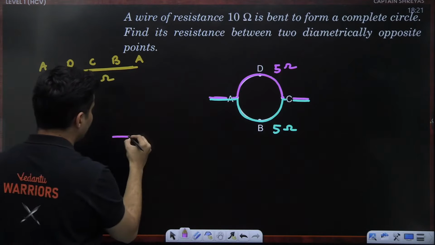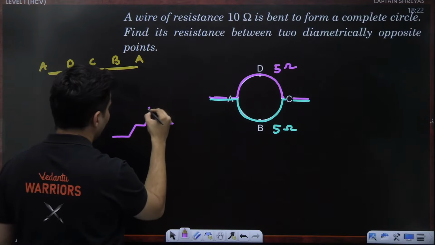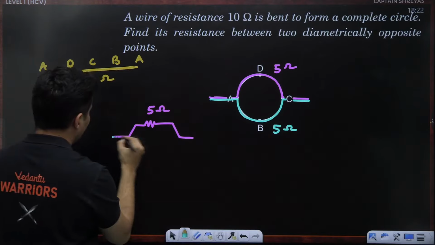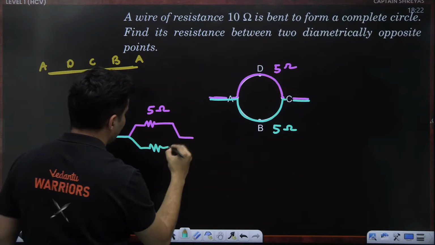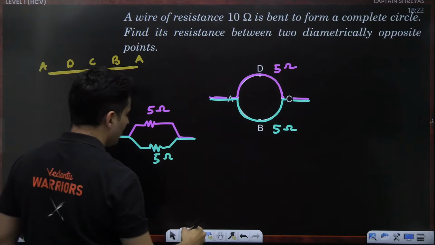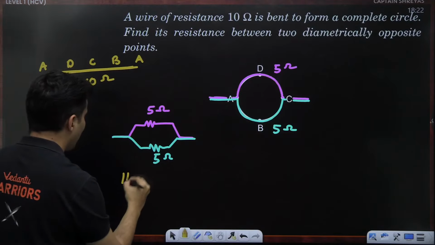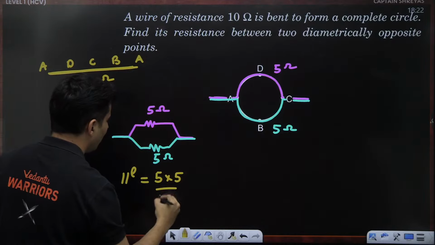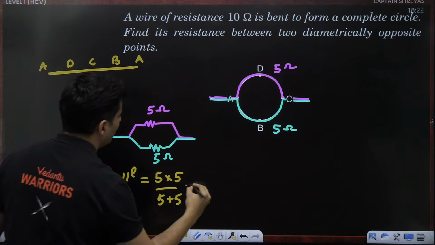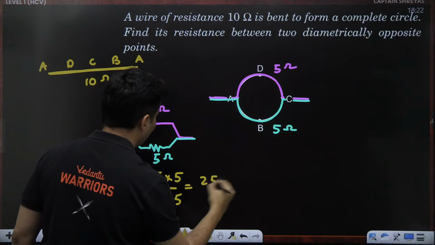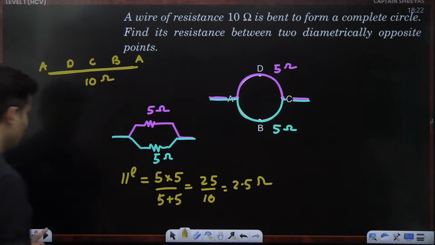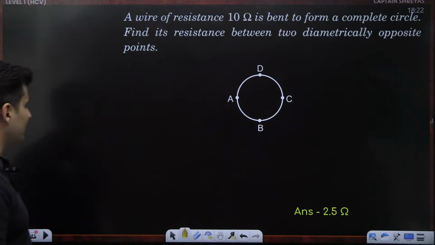So you are having a resistance of 5 ohms over here, and another resistance of 5 ohms over here. Both of them are in parallel. So what is the equivalent resistance? R1 R2 divided by R1 plus R2, which is 25 divided by 10, which is 2.5 ohms. So 2.5 ohms should be the answer, which is correct.